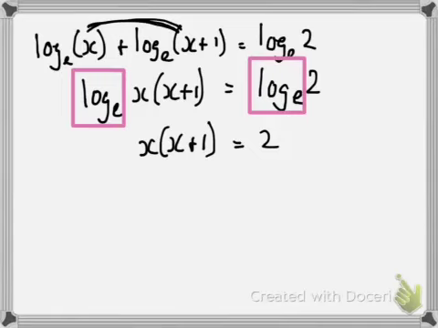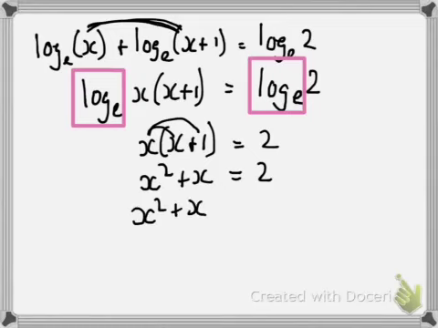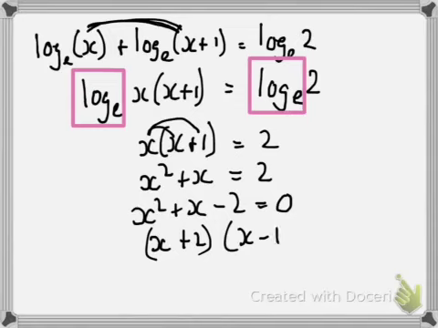Now, some people get stuck here. You've got to recognise this is leading to a quadratic. Expand the brackets. x squared plus x equals 2. We've got an x squared term, an x term and a number by itself on that right hand side, we bring it over, like so. x plus 2, x minus 1 equals 0. x equals negative 2 or 1.